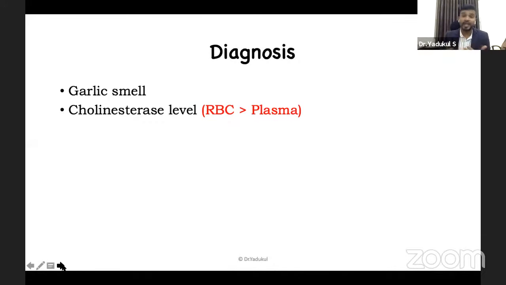You may ask the question, why? Because plasma cholinesterase level is decreased in certain other diseases like cirrhosis, jaundice, and other liver-related diseases.